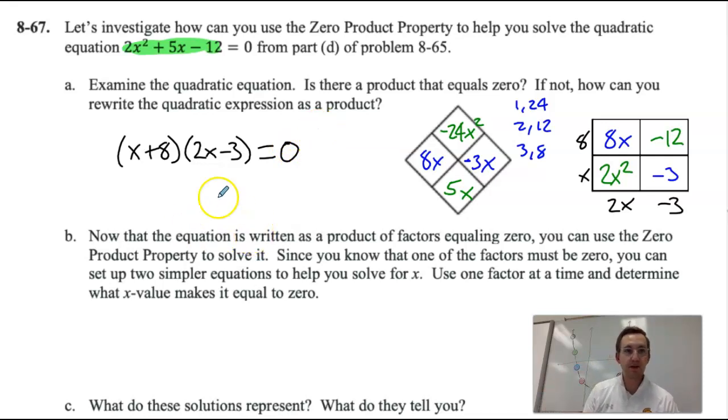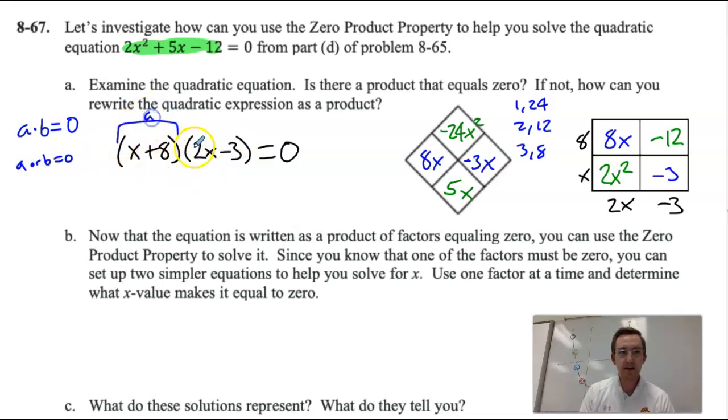So basically, if we think about it as the zero product property from the last page, like again, A times B is equal to 0, that means that either A or B is equal to 0. So that means in this case, if we think of this as A and this as B, if these two things multiplied together equal 0, one of these two things has to be equal to 0.